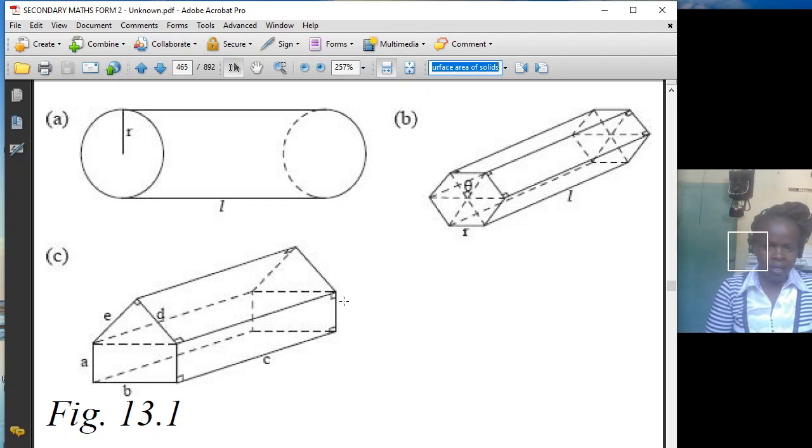From here to here is C. Then we have D. So this is also a rectangular face. When you come here, we cannot multiply this one by 2. Remember that we cannot multiply by 2 because E is not equal to D. They are different lengths. So it will be E times D.